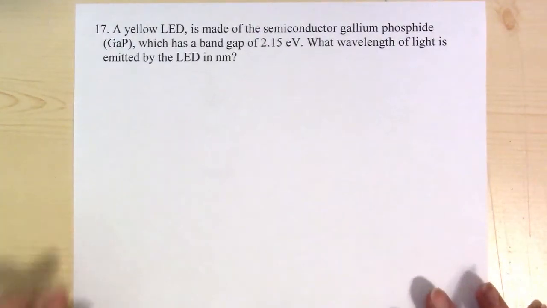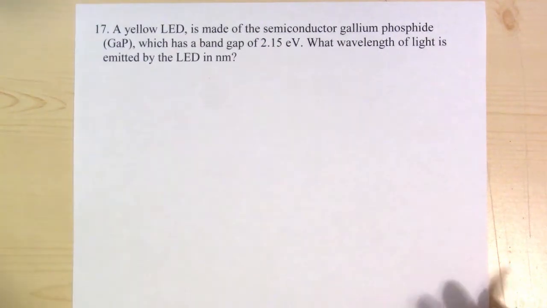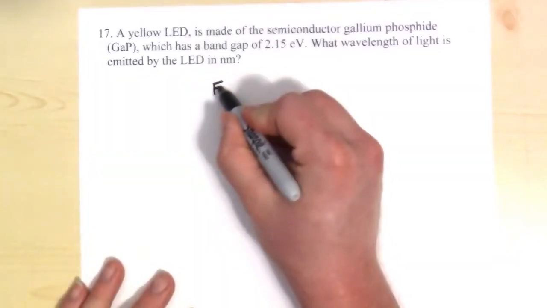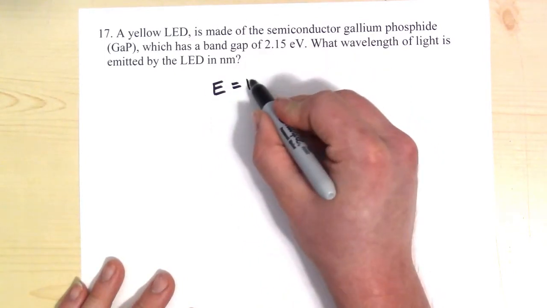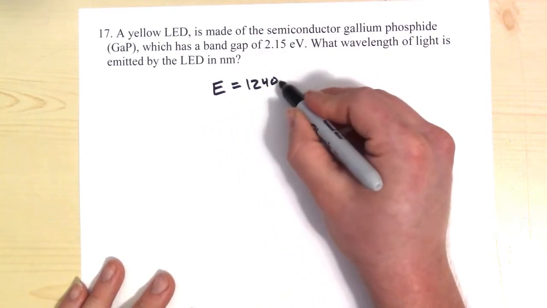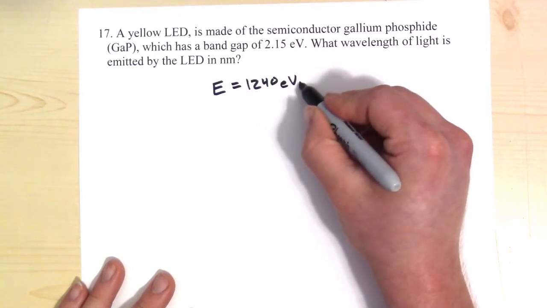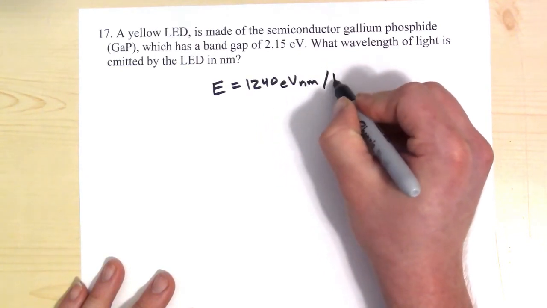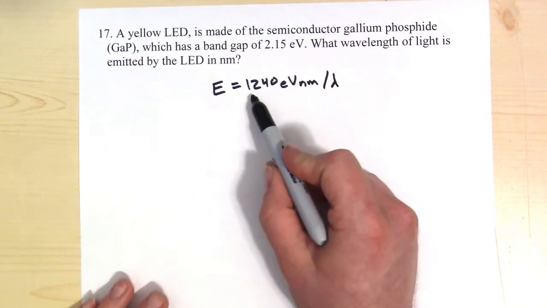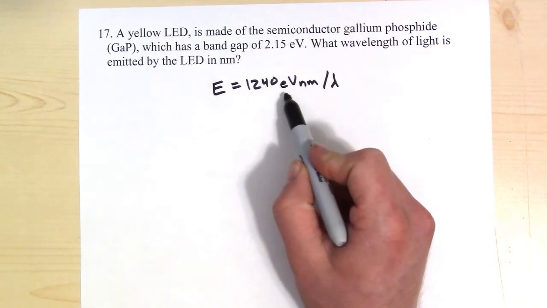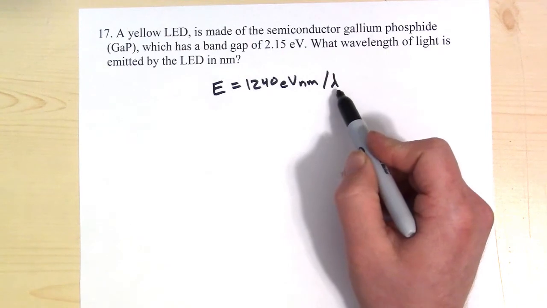Number 17, the final problem. A yellow LED is made of the semiconductor gallium phosphide, which has a band gap of 2.15 electron volts. What wavelength of light is emitted by the LED in nanometers? So here we're going to need this equation, which you can get from the useful information sheet. So that is the energy is equal to 1240 electron volt nanometers over lambda.